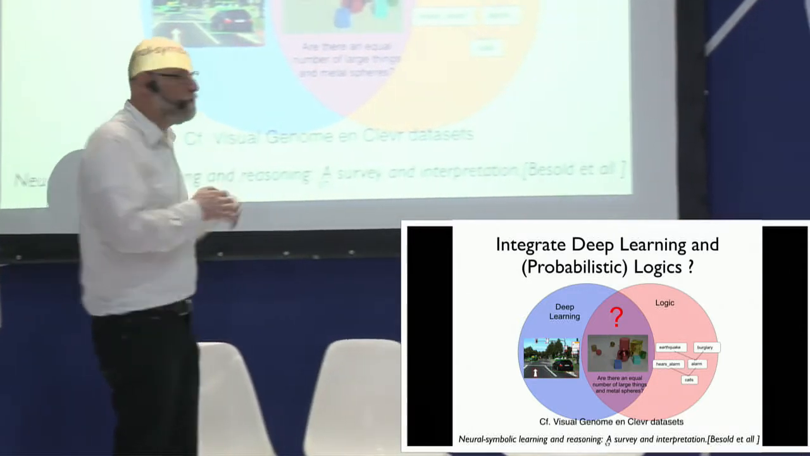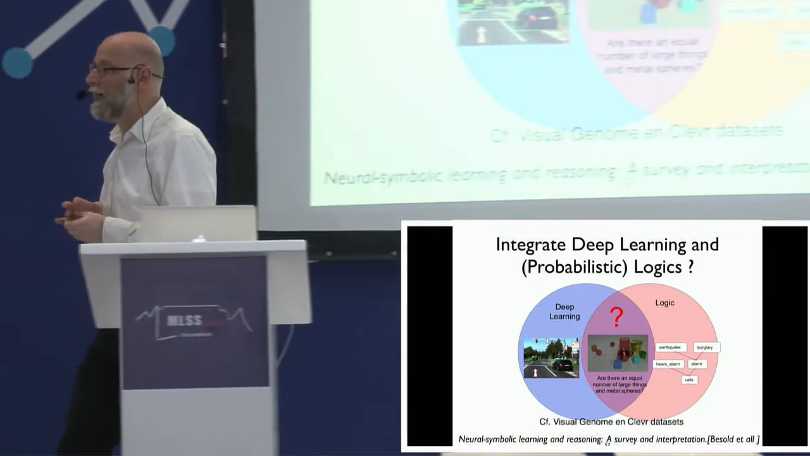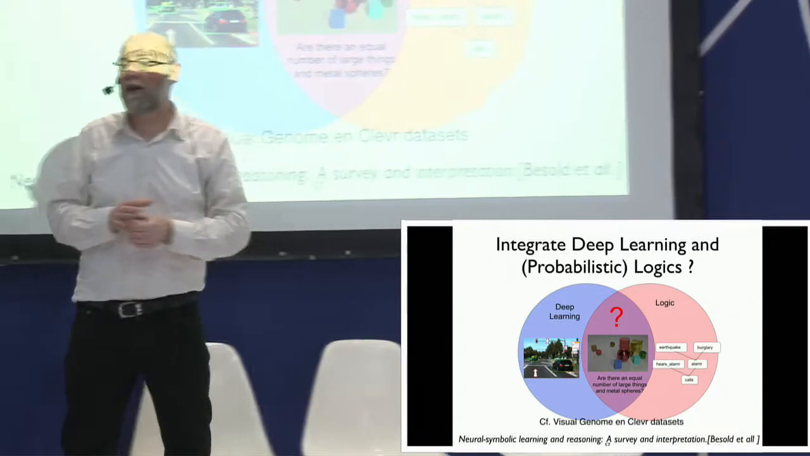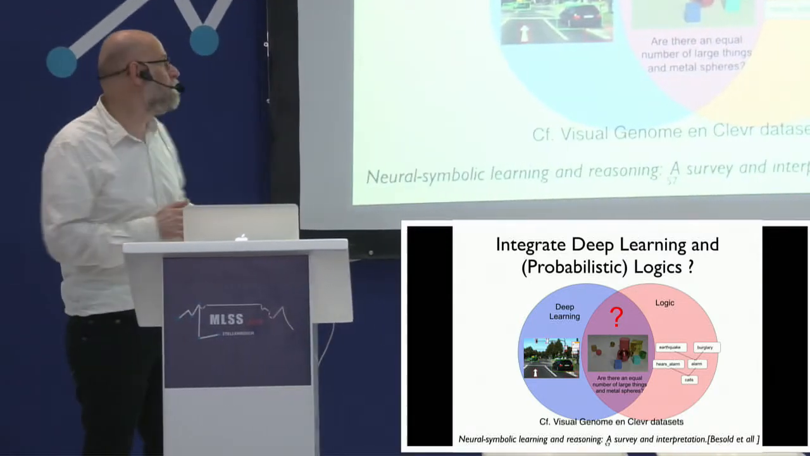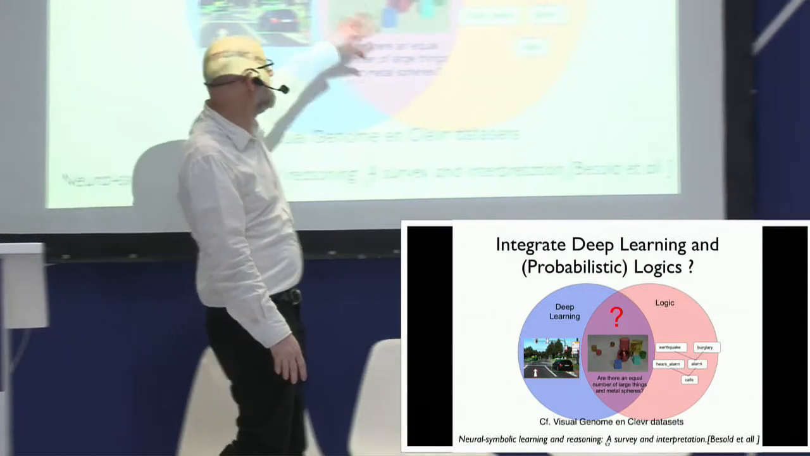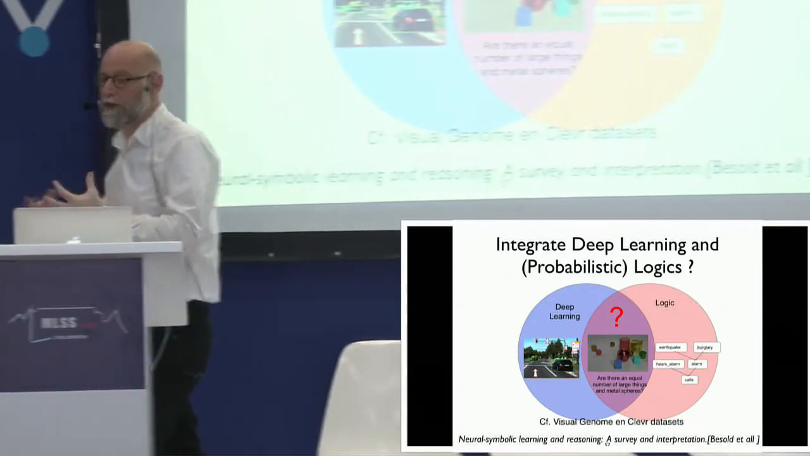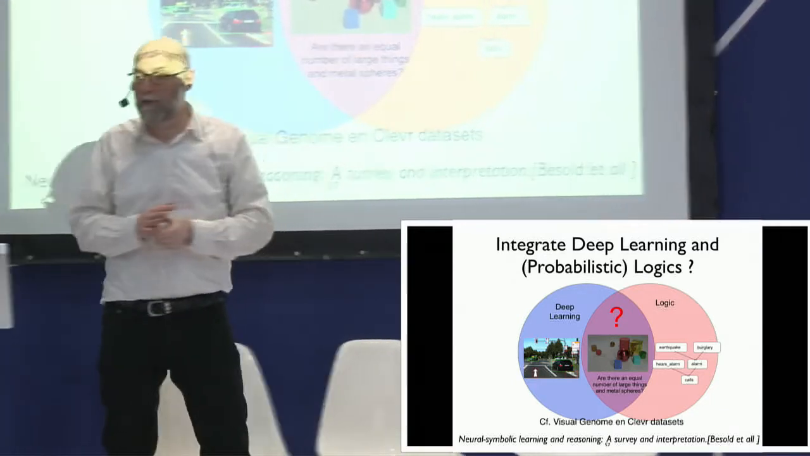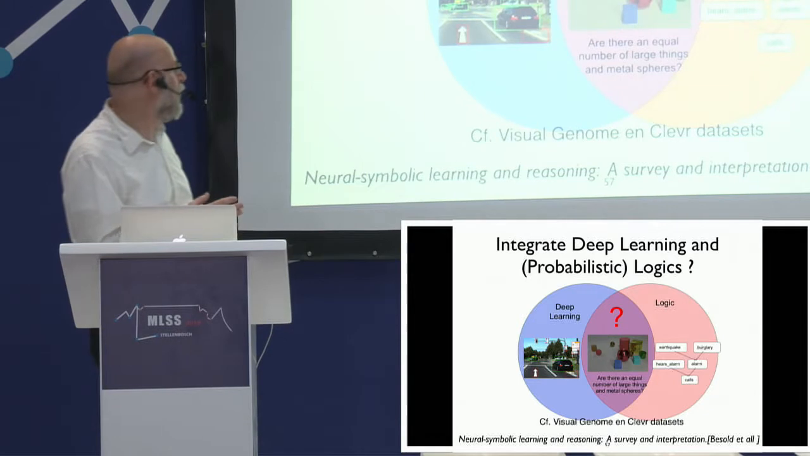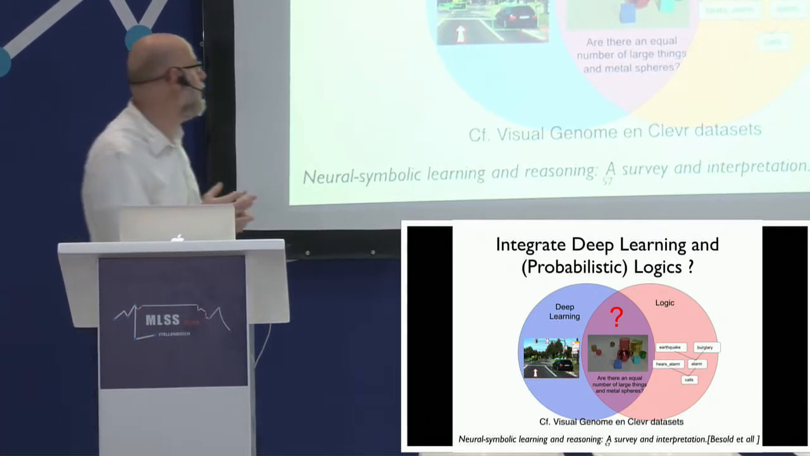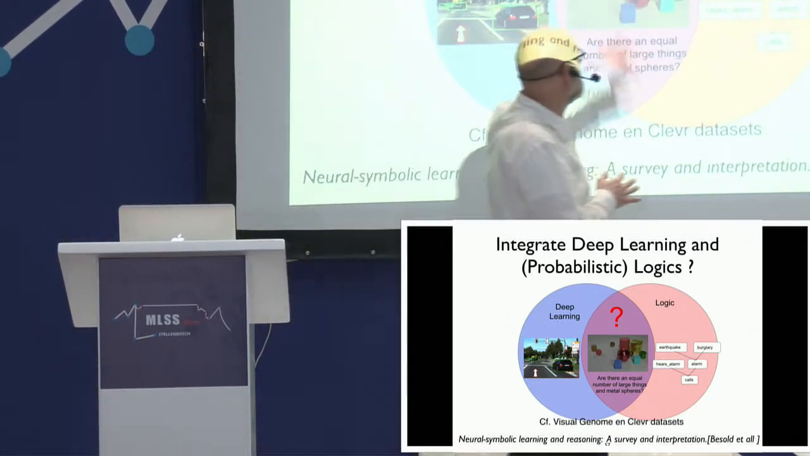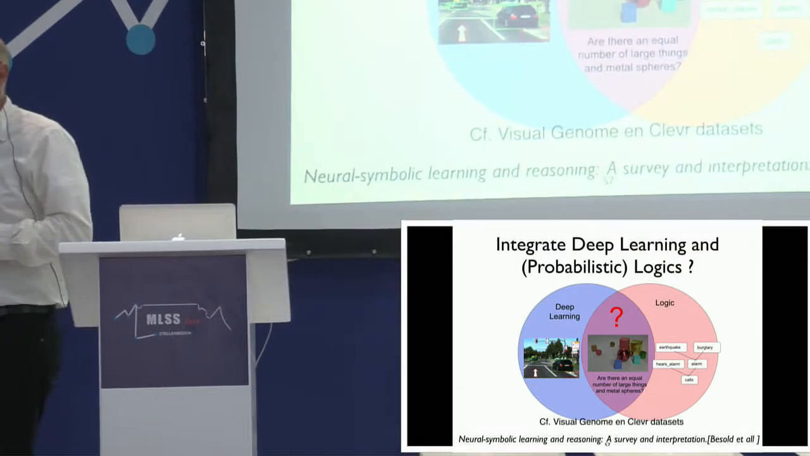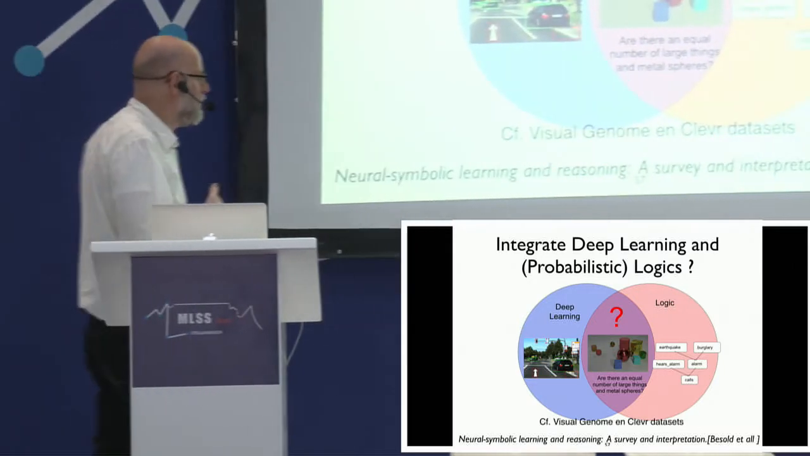For instance, if you look at the Visual Genome, there are a lot of relations in the images. If you look at the CLEVR data set, which generates images like these, where there is a number of configured objects, you want to ask basically logical questions about this, like, are there an equal number of large things and metal spheres in the image? And so I think, therefore, that this is a pretty active, also pretty important and emerging area of research.